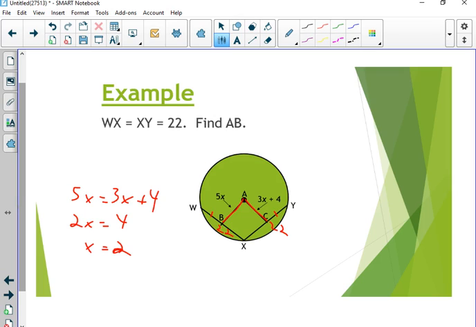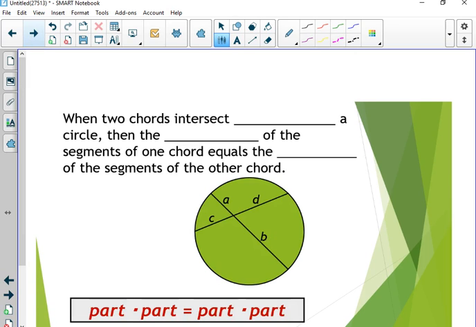Find AB. Well, I want to plug this 2 in right there. AB is 10. 5 times 2. Okay, now we're almost finished.